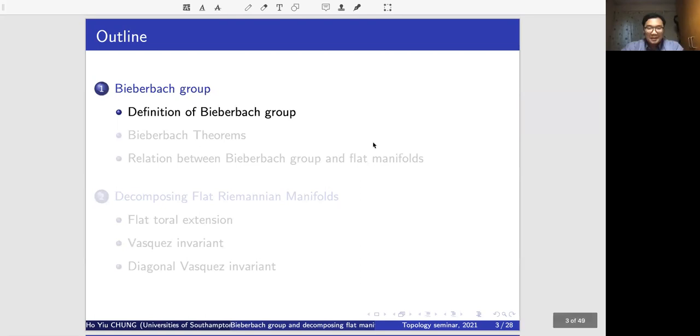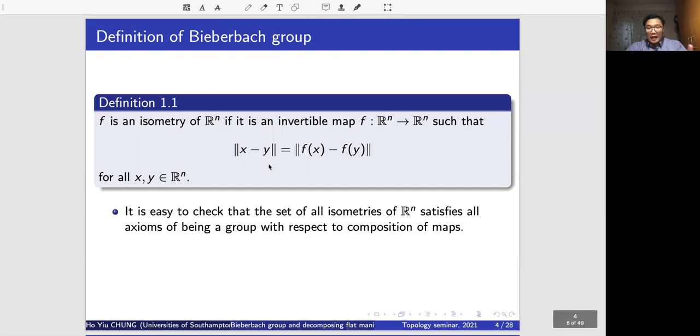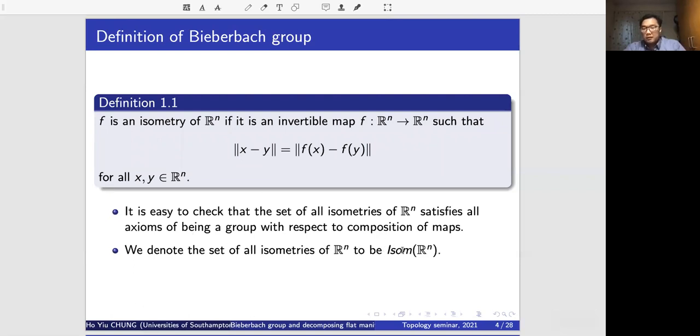Let's begin with the definition of Bieberbach groups. First we need to understand what an isometry is. An isometry is an invertible map from R^n to R^n that preserves distance. It's easy to check that it satisfies all the group axioms with respect to composition of maps, and we denote the set of all isometries by this symbol.